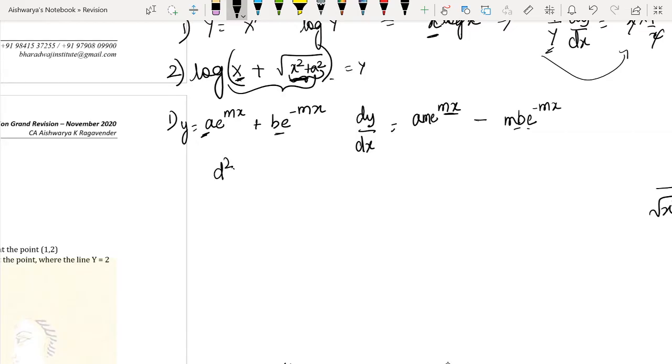Now coming to the second order derivative, d square y by dx square is to differentiate this once again. Once again, when you differentiate, what will happen is a and m are constant, keep it as it is.